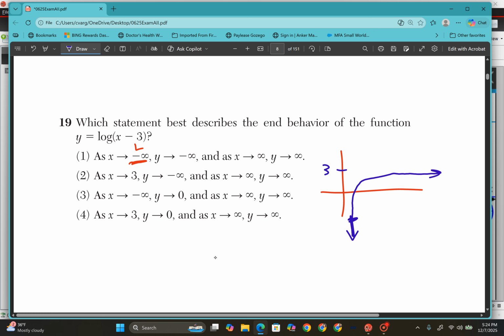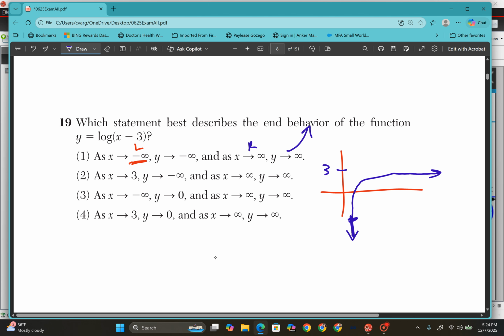And as x goes to the right, y is going towards positive infinity. That is not true because it doesn't go up like this, right? It just gets closer and closer to 3. Okay, so let's see what's happening there.